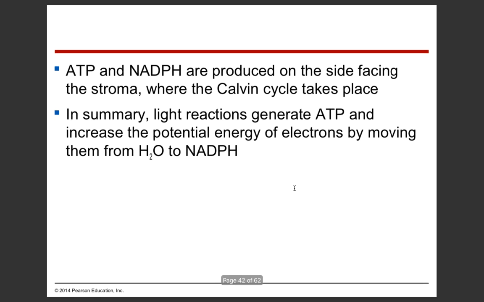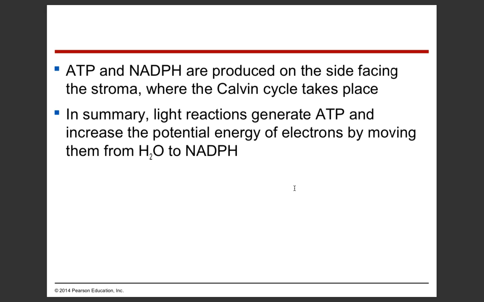Okay, so we have ATP and NADPH that we produced in our light reactions. They're produced on the side facing the stroma, and that's where the Calvin cycle takes place. So they're produced on the correct side of the membrane, so we can go ahead and just feed them straight into the Calvin cycle, which is really nice.